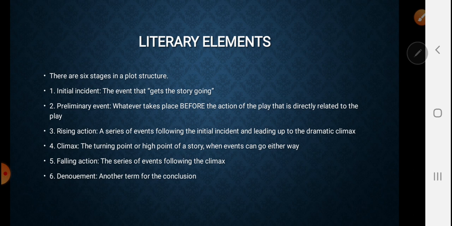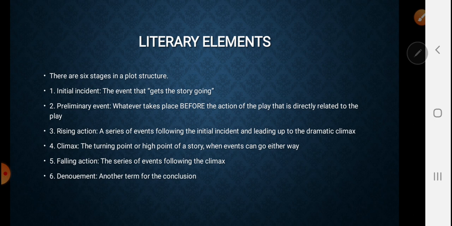Then let's talk about the literary elements. There are certain literary elements: initial incident, preliminary event, rising action, climax, falling action, denouement. The initial incident is also known as the exposition, and it refers to the idea of exposing. The characters are exposed, they interact with each other, and the story advances. The preliminary event is also known as the before the action of the play.